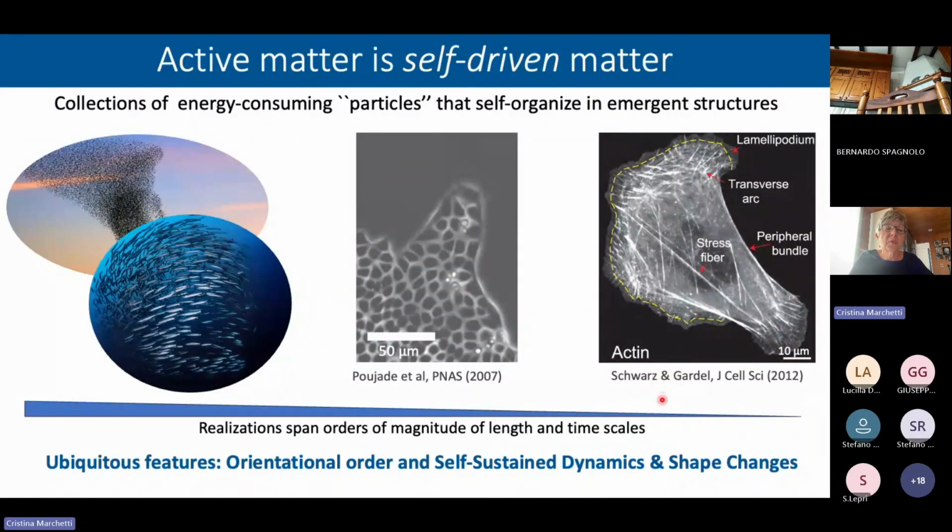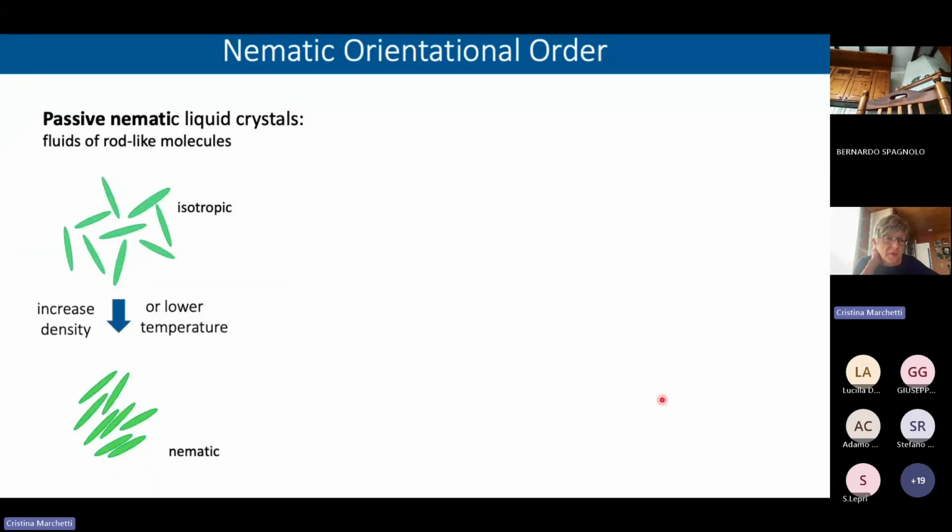One feature that is common to many active systems is that the active particles, as we could call them, are actually elongated, and so they can organize in states with orientational order. And generally, these systems exhibit a variety of types of self-sustained dynamics, or they can drive spontaneous shape changes. So in this talk, I want to focus on a particular type of order, which is nematic orientational order.